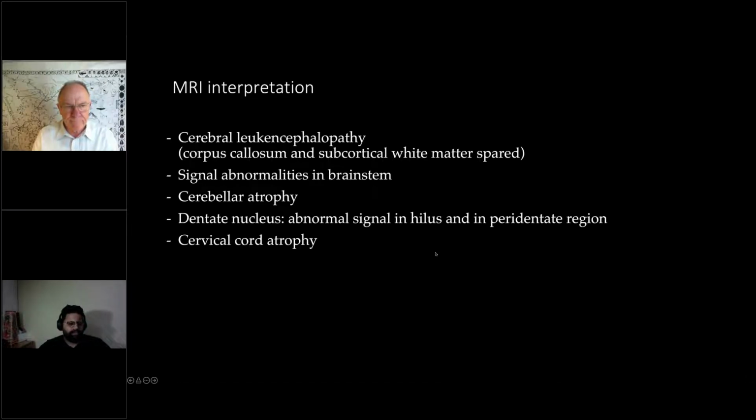To summarize the findings, there is a cerebral leukoencephalopathy with sparing of the corpus callosum and the subcortical white matter. Signal abnormalities in the brainstem and the cerebellum with cerebellar atrophy. Dentate nucleus changes were seen predominantly in the hilus and the peridentate region, and there's cervical cord atrophy.